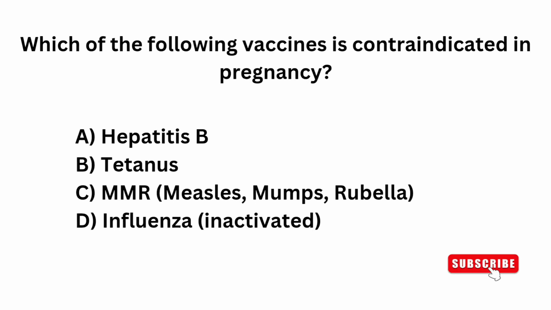Question number 9. Which of the following vaccines is contraindicated in pregnancy? Answer C. MMR is a live vaccine. It is contraindicated in pregnant women.